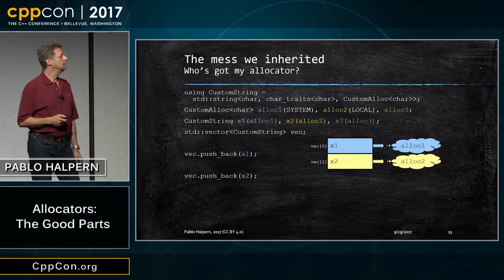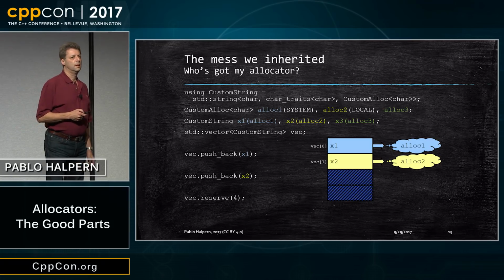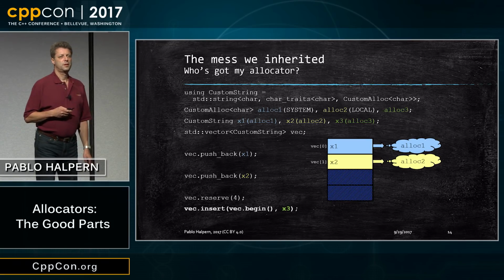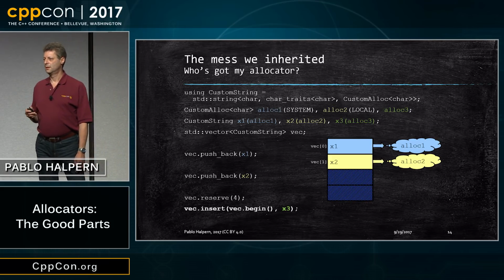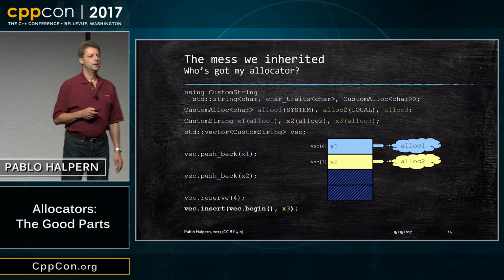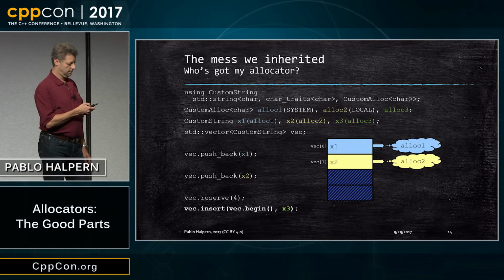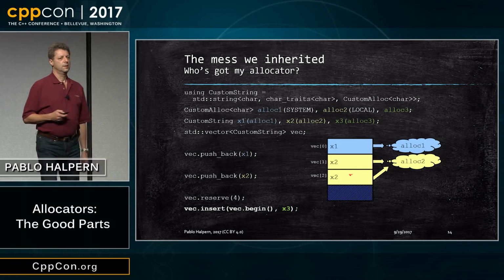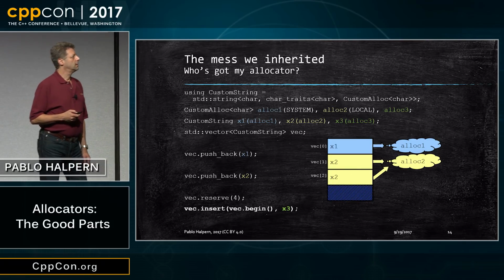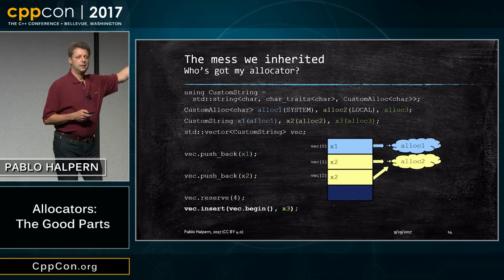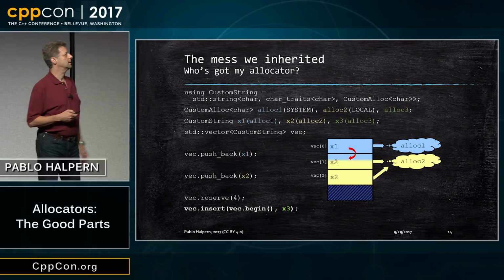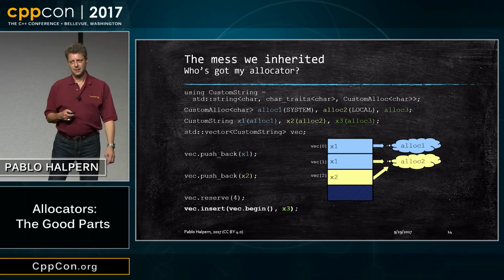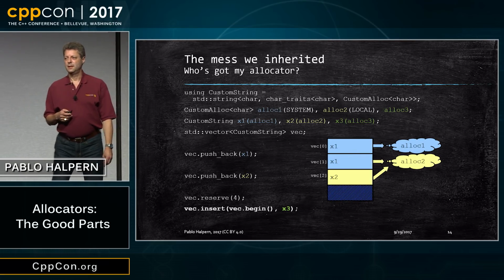Now things get interesting after this. First, we're going to reserve some space, and then we're going to insert at the very beginning of the container another string using a different allocator. First thing that happens is that we have to make room for it. So it copy constructs the second element into the 3rd slot, and it uses the same allocator. Then it assigns the first element into the 2nd slot.